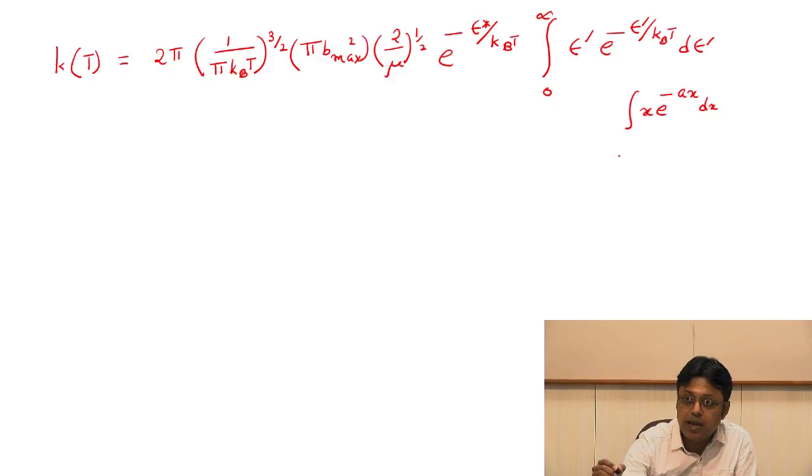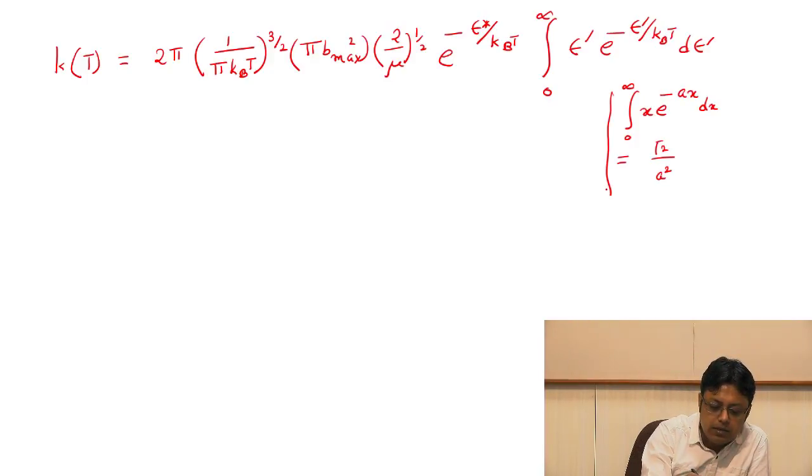So it is x to the power n minus 1. So x is nothing but x to the power 2 minus 1. X to the power 1 is x to the power 2 minus 1. So it will be gamma 2 by a to the power 2. And here a is 1 by kBT, remember. So the value of the integral will be gamma 2, which is nothing but 1 times gamma 1, which is just 1. And it will be just a squared.